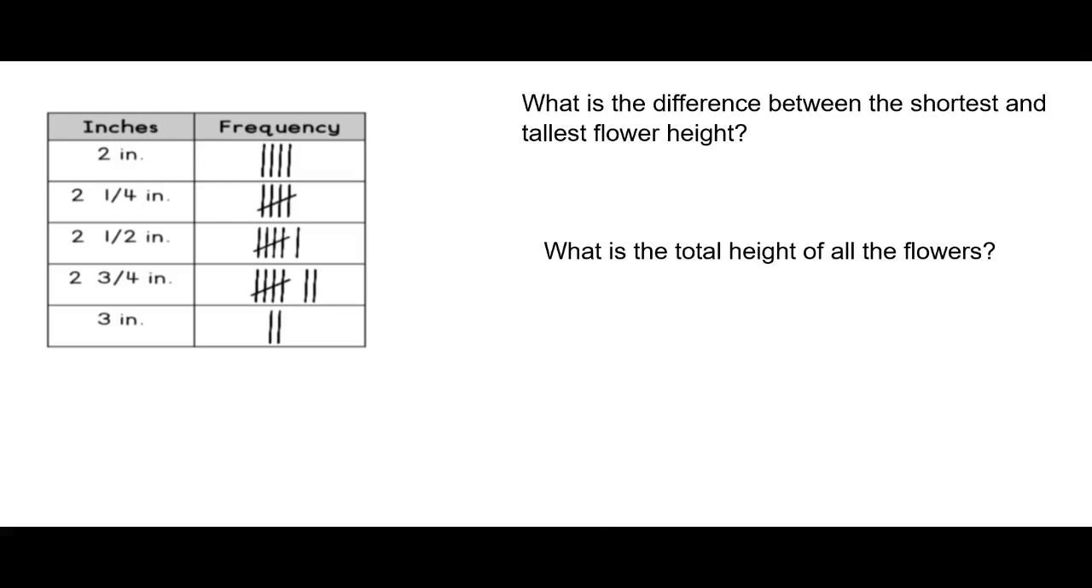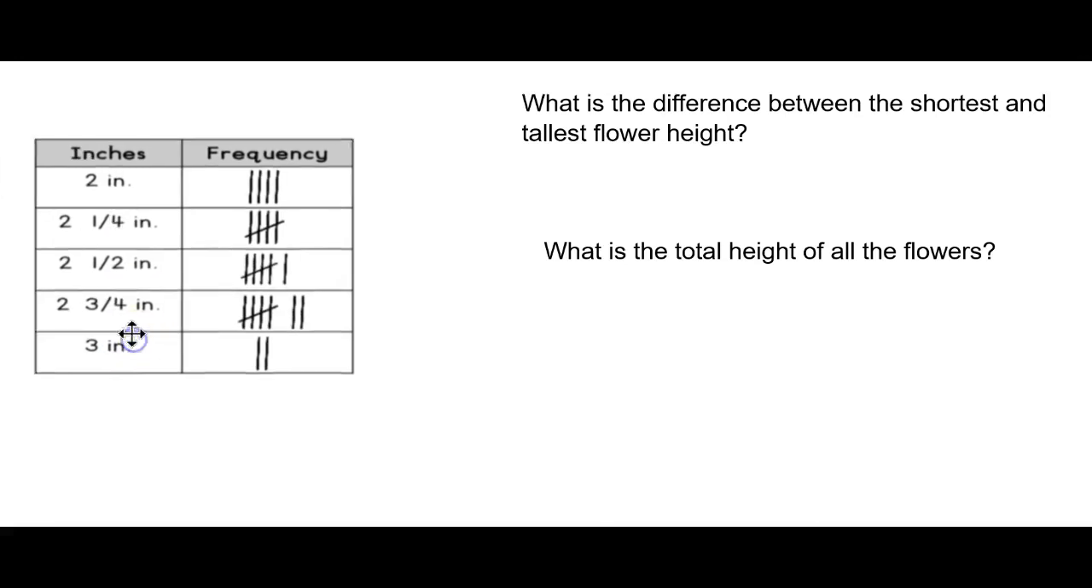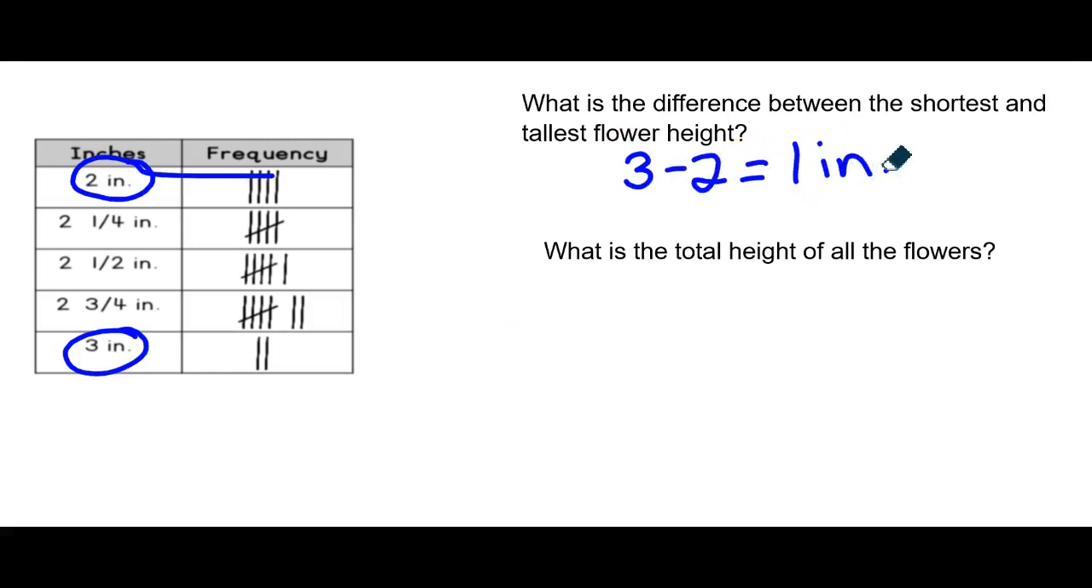Okay guys, our tallest flower is 3 inches tall, and our shortest flower is 2 inches tall. So 3 inches minus 2 inches, our range is 1 inch. From the smallest to the largest value, we have a difference of 1 inch. Now there's a lot of information in between there because this is broken down into fractions.